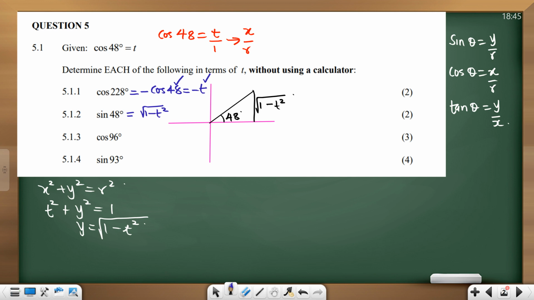Number 3. Cos 96. Quickly, check in your head. There's a connection between 48 and 96. What is it? Double angle. So this one can be written as cos 2 times 48, which is cos 2 theta. And what would that give you? 2 cos squared 48 minus 1. What would this give you? 2 times, what is cos 48? t squared. Check. We are done.